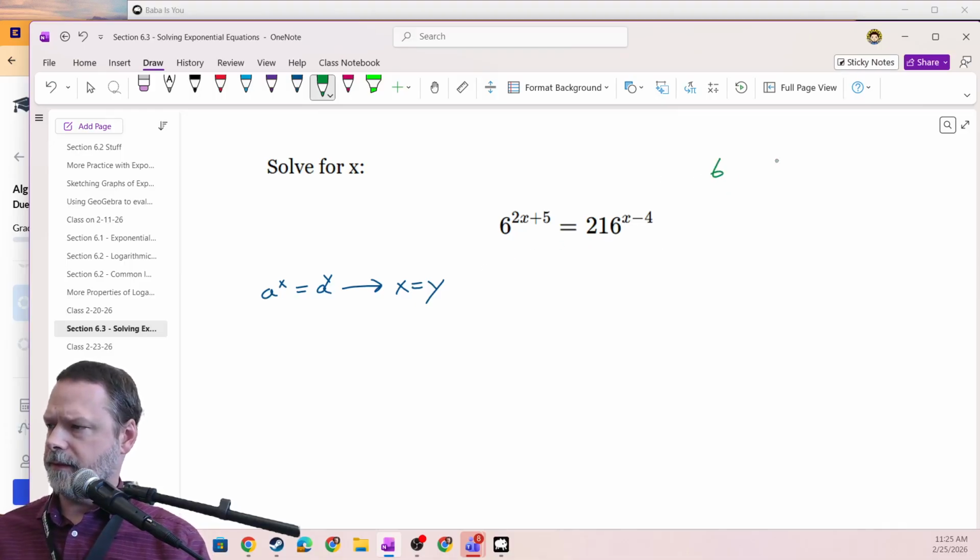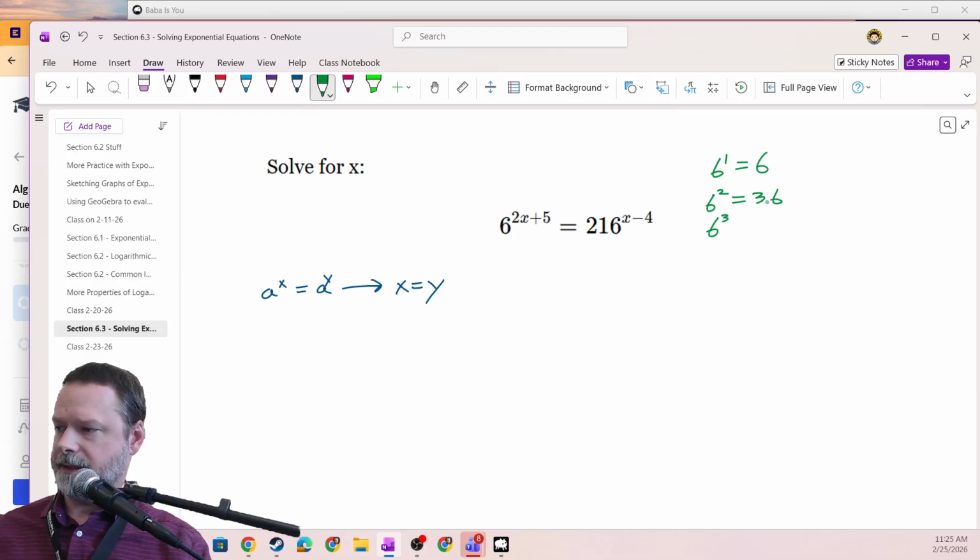So I'm going to do a little bit of scratch work. 6 to the 1 is 6. 6 squared is 36. 6 cubed, that's 36 times 6: 6 times 30 is 180, plus 36. There's my 216. Okay, so they are powers of 6.